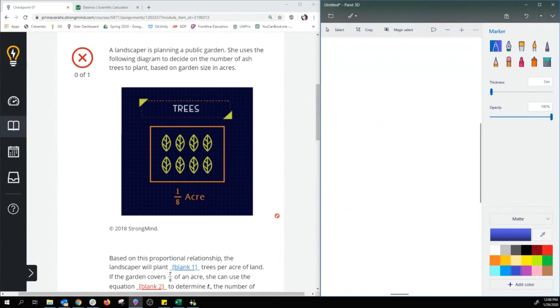So how many trees are represented on this diagram? 8, right? And how many acres are they being planted on? 1/8. So you could say something like 8 trees are being planted for every 1/8 of an acre.